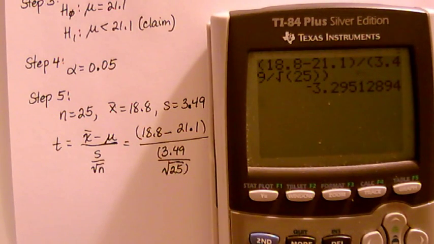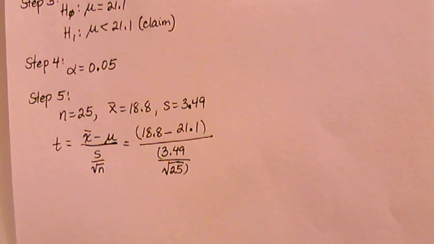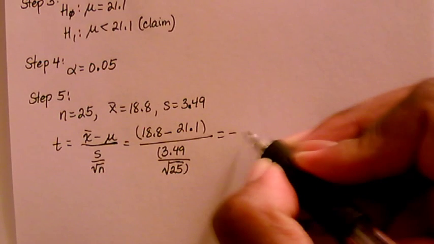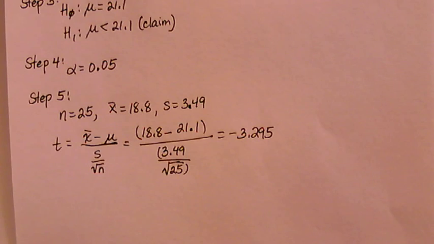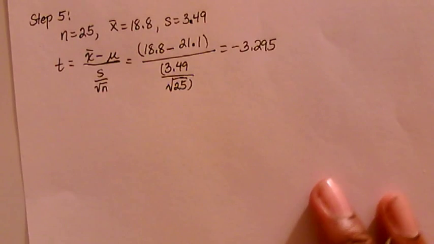So my test statistic is negative 3.295, rounded to 3 decimal places. So here, negative 3.295 is my test statistic. Now in the problem, we need to find the p-value and the critical value. So we need to do both in step number 6.